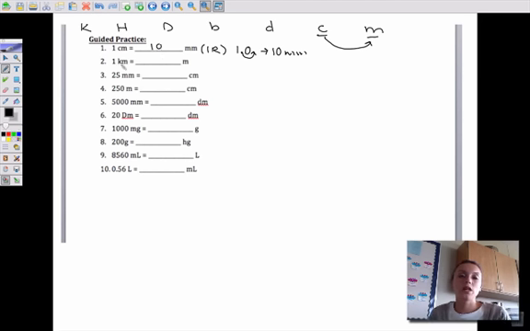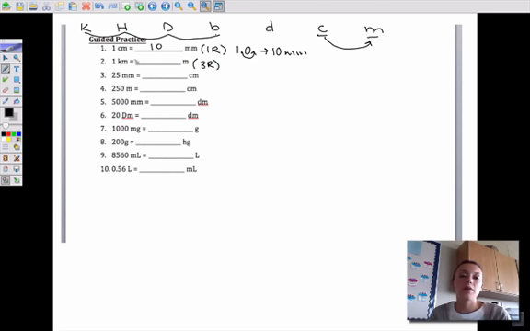In order to turn 1 kilometer into meters, we're going to start at kilo and move to meters, which is our base unit. So we're going to move over 1, 2, 3 spots to the right. I'm going to make myself a note there. So 3 spots to the right.